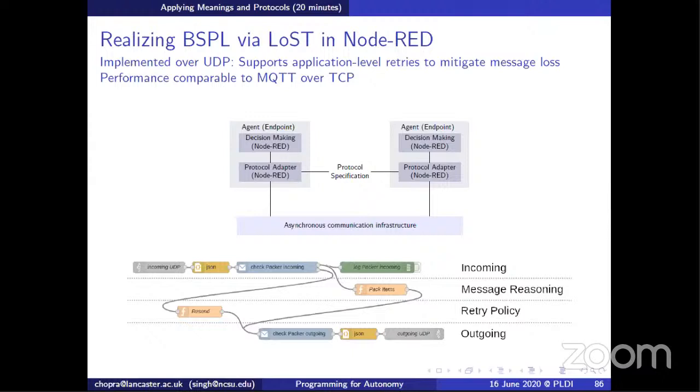What people normally do is assume TCP, and that's what MQTT does. It runs over TCP, and TCP handles the message loss by doing retries and so on. Since we are running over UDP, we of course don't have the benefit of TCP, of retry in the infrastructure. So we implemented the retries in the agents themselves. So here's a flow in the bottom half of the slide. There's a flow which shows how this works.